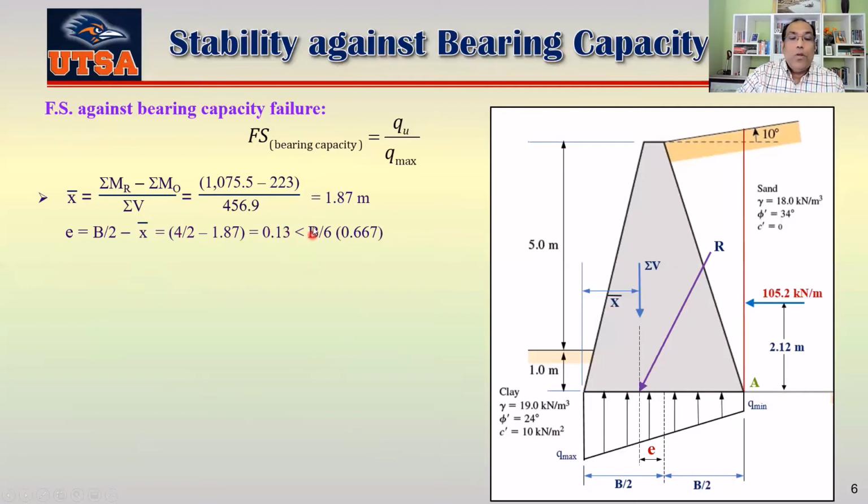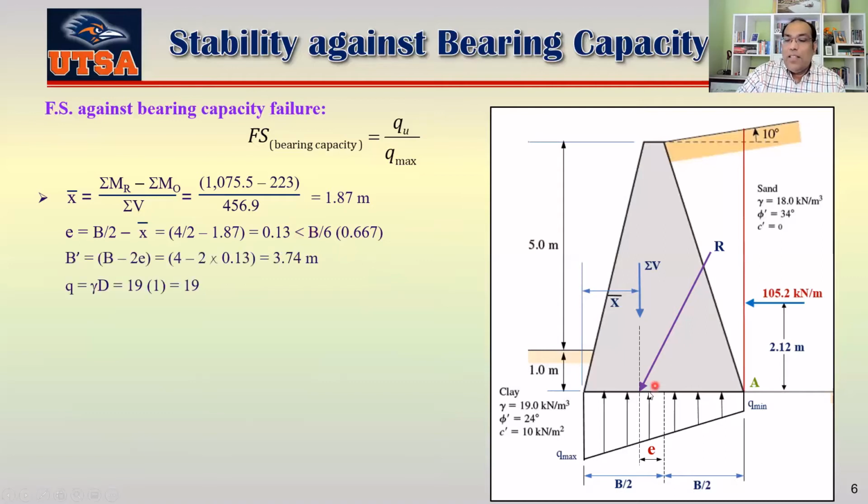Okay, so if you convert that and try to see, that's much less than your B by 6, which is 0.667. If your e is bigger than your B by 6, then basically you might have to redesign again.